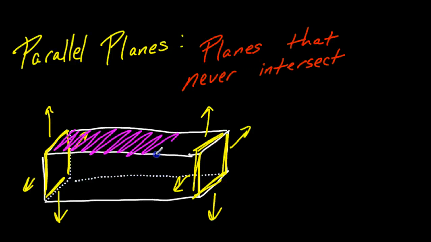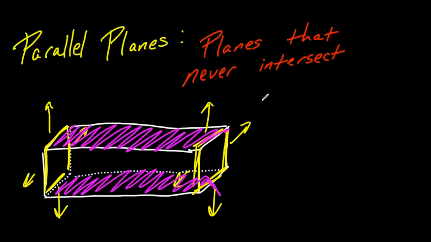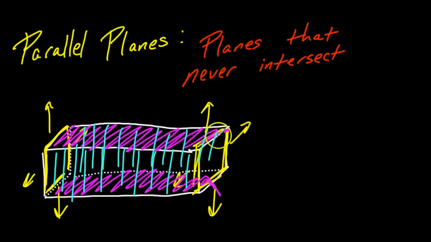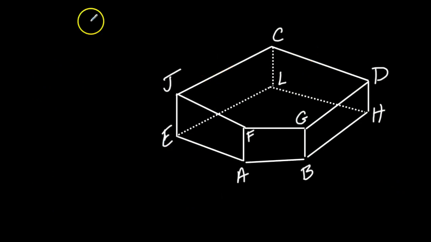Another example might be the top of the shape and the bottom of the shape. Again, if we extend those, sorry about that. We extend those, they're parallel, they'll never touch each other. Let's go with one more here. Maybe the front of the box and the back of the box. You can't really tell that that's the back, but the front of it and the back of it, again, parallel, never intersect.